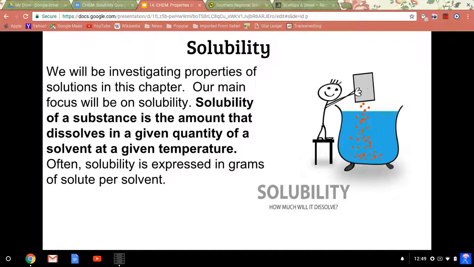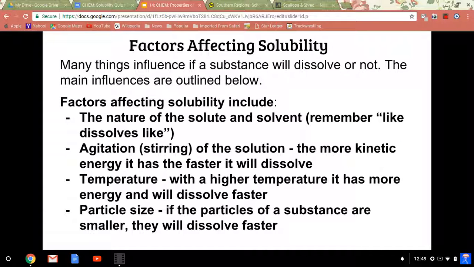Think like salt water. You can't see little pieces of salt floating around in the water, but you know it's in there. So there's a couple different factors that you need to be aware of that affect how soluble something actually is. These are your four main factors. So the nature of the solute and solvent. Remember what we talked about last time, like dissolves like. So if you have a polar solute and a polar solvent, it will dissolve. If you have a nonpolar solute and a nonpolar solvent, it will dissolve. But if you have one and one, then it won't dissolve. So like dissolves like.